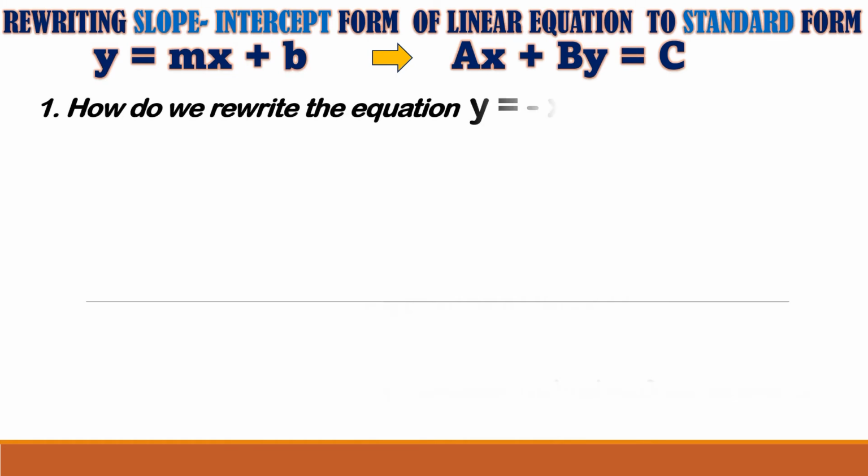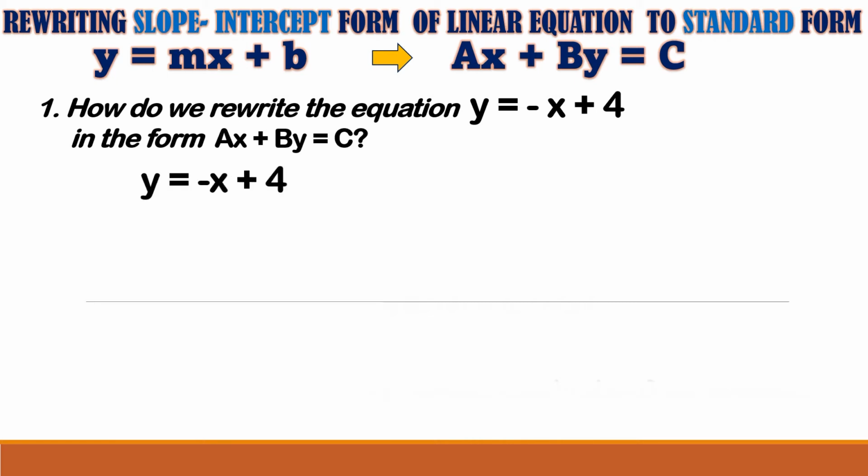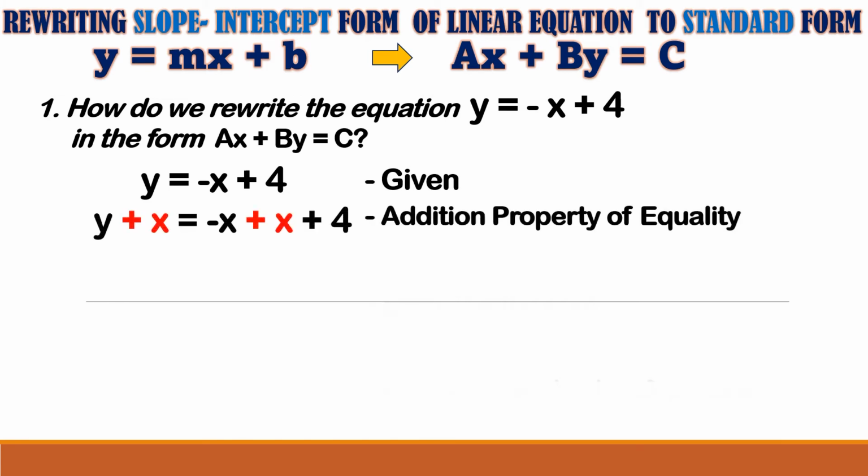Say for example, how do we rewrite the equation y equals negative x plus 4 in the form ax plus by equals c? So first, we have the given equation y equals negative x plus 4. Next, we're going to apply the addition property of equality to collect the xy terms on the left side of the equation. So we have y plus x is equal to negative x plus 4.